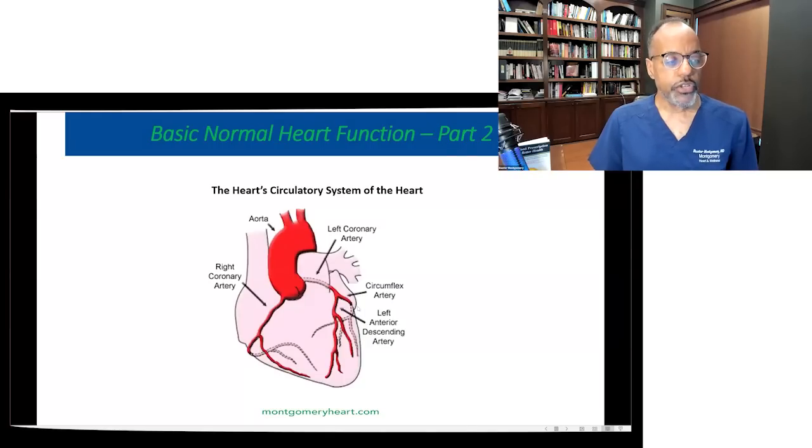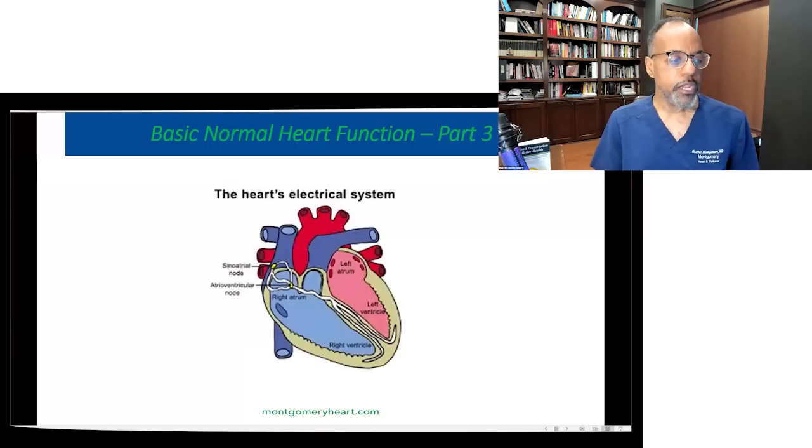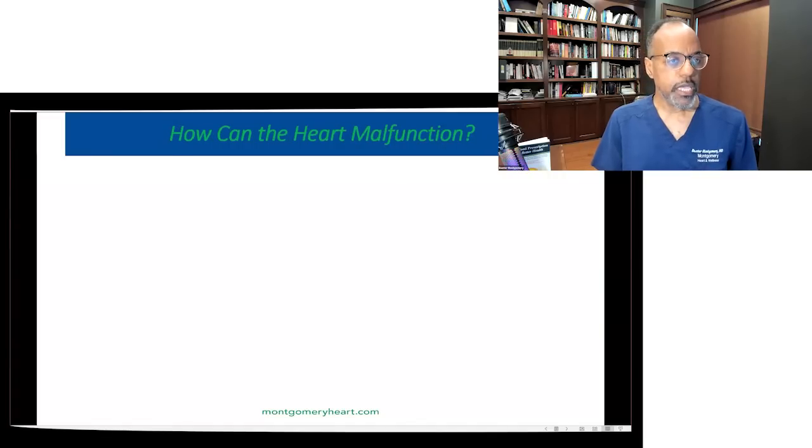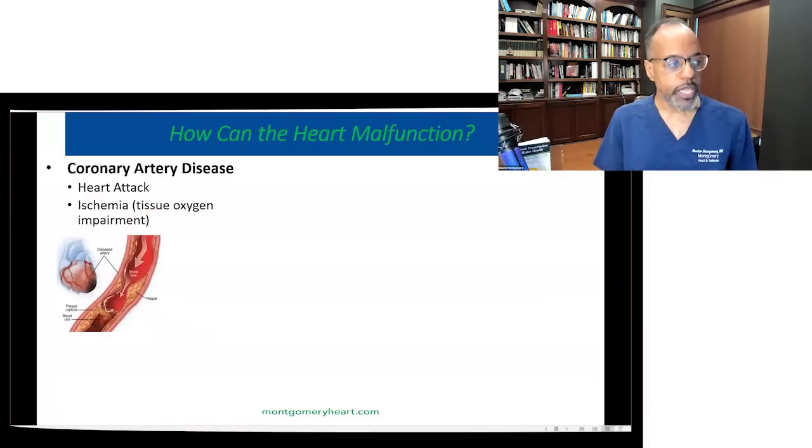It has its own circulatory system. We call it the coronary arteries. But this is how the heart feeds itself oxygenated blood. It also has its own electrical system. I spent many years working with the electrical system of the heart. And of course, it can malfunction a number of different ways.